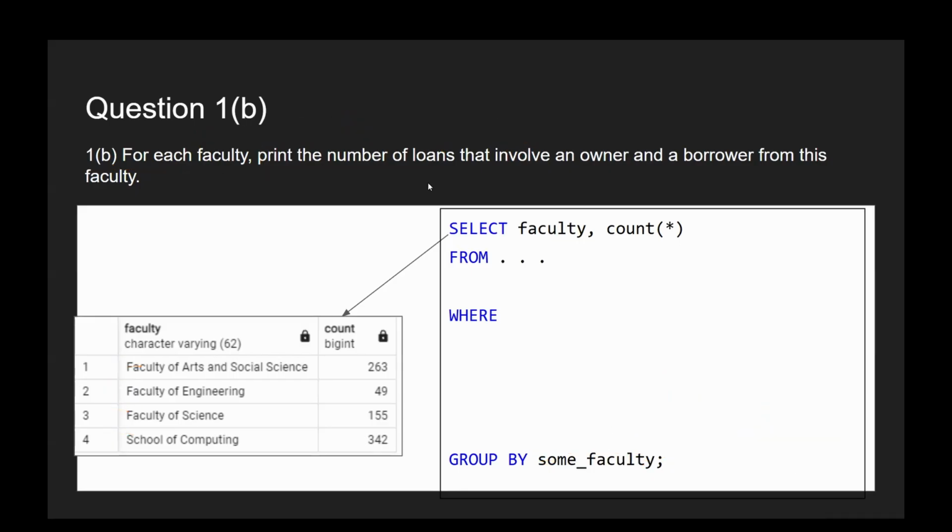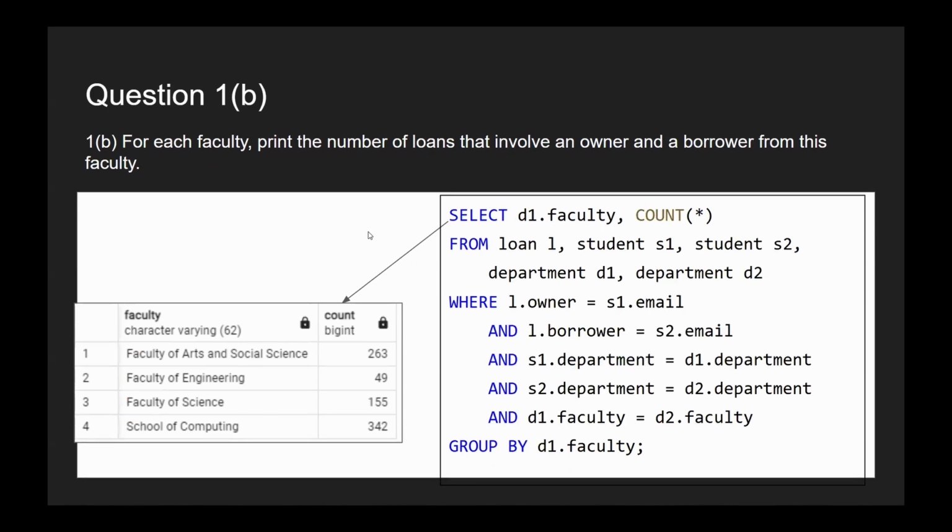Now we want to print the number of loans that involve an owner and borrower from this faculty. And the answer looks like this. Okay, just 1B right now. Do you guys have any questions? If you have any questions, just unmute yourself or type in the chat. If you don't have any questions, then I have questions for you.